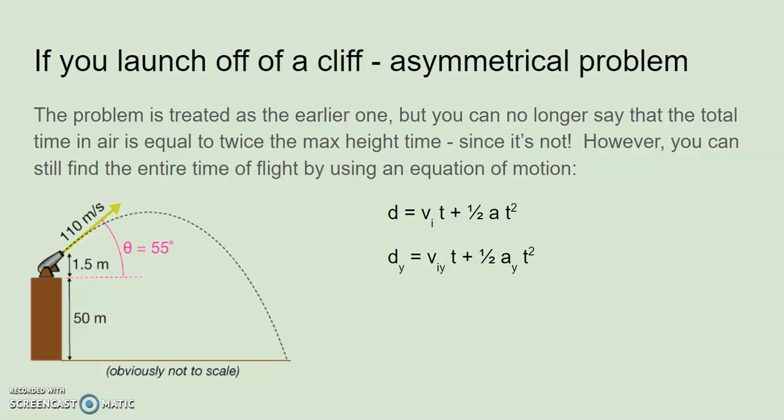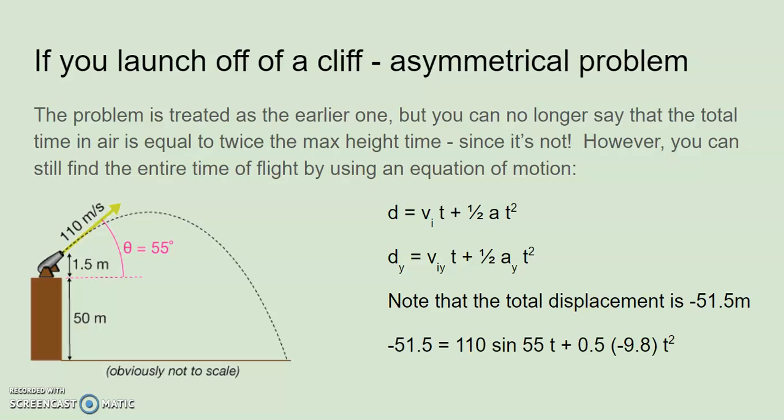Okay, now we have to plug stuff in. The total displacement is 51.5 meters from where it's launched. And I'm calling it negative because, as you may remember, I call my initial direction of motion positive. Up is positive, down is negative. So it drops a total of negative 51.5 meters from where it was launched. So that becomes negative 51.5 as my displacement in the y direction equals my initial vertical velocity, 110 sine 55 times t. That works out to be around 90 meters per second, plus 1/2 of negative 9.8 t squared.